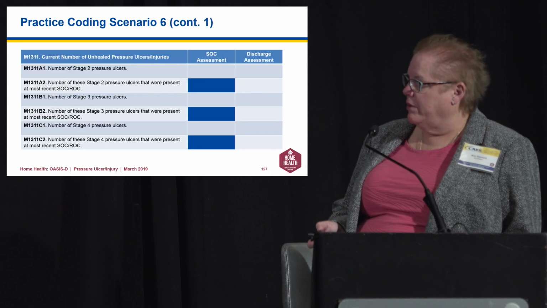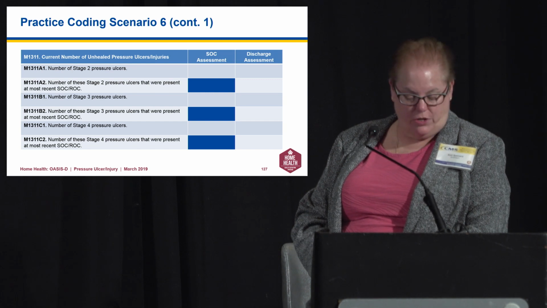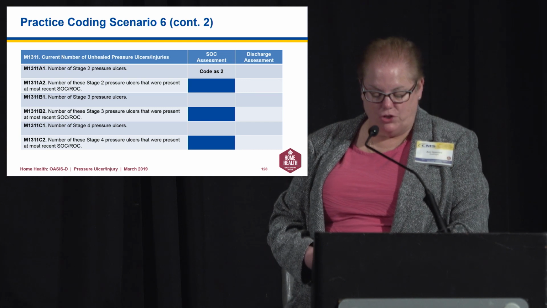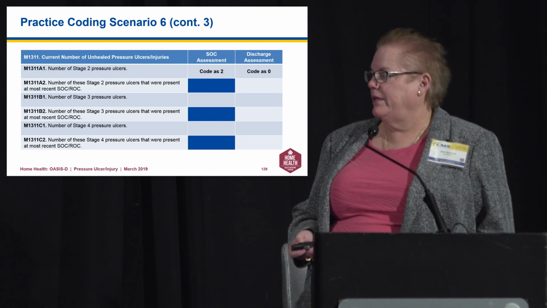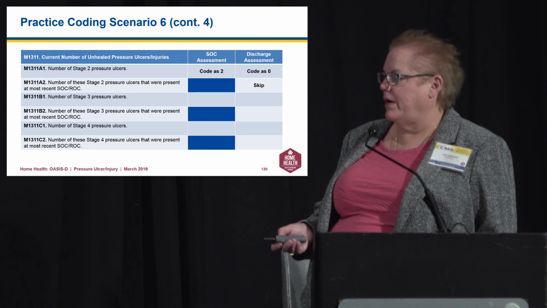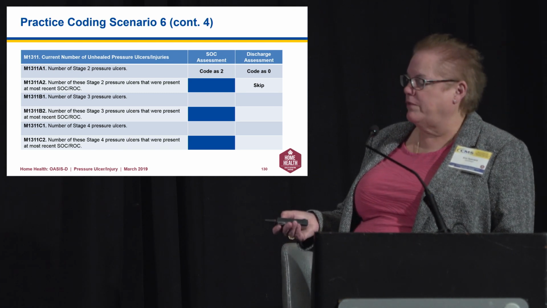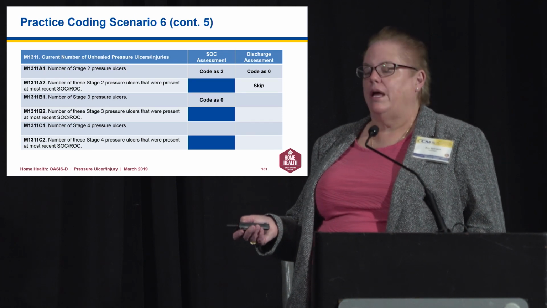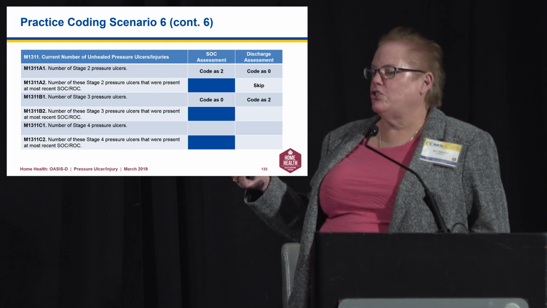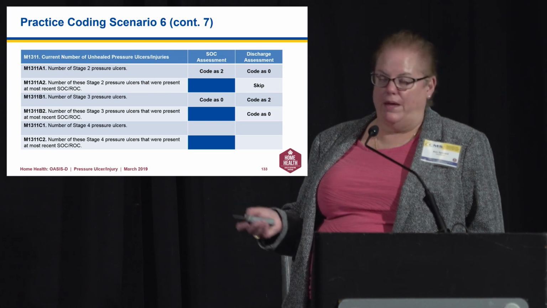So let's look at how we would code this. So how many stage 2 pressure ulcers do we have on the start of care? Correct. And then how many do we have stage 2s at discharge? Right? So then the next question, how many were there at SOC/ROC? Skip. Right. So now the next question is the B1, number of stage 3 pressure ulcers on the start of care? Right. 0. And then how about at discharge? Right. We have 2. And then how many of these stage 3s, these 2 stage 3s, were present upon admission? Right, none of them. Okay.